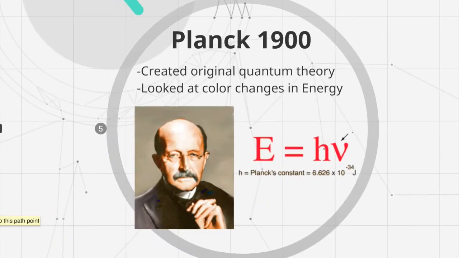Planck came up with the original quantum theory. Quantum is the minimum amount of energy that can be gained or lost by an atom. He looked at color changes from energy and realized he could explain the color changes if he assumed that the energy of a body changes only in small units. Later on, he created an equation to help with his theory, which was E equals h times v. The energy of quantum equaled hv, and h was 6.626 times 10 to the negative 34.